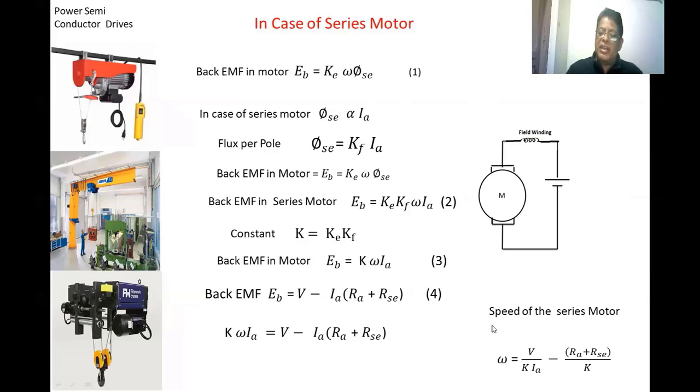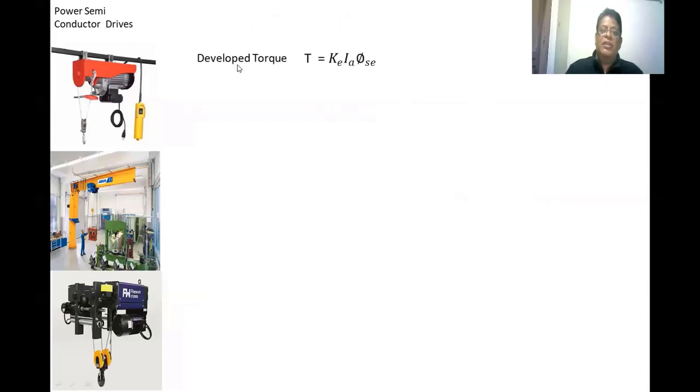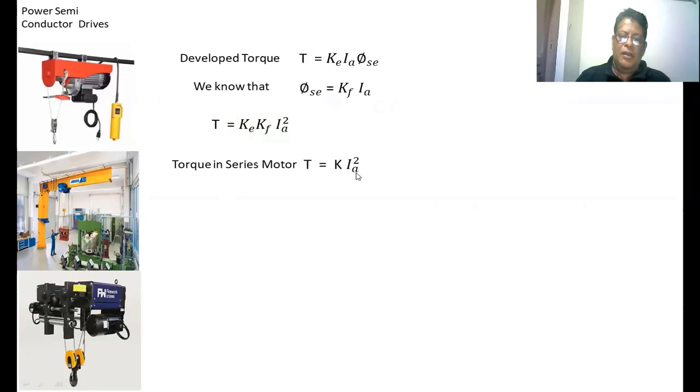To replace the current in terms of torque, we take the torque developed in a series motor. The fundamental equation is T = Ke × Ia × φsc, where Ke is the machine constant. Again φsc is proportional to Ia, so we keep one more constant, Kf. In place of φsc, if we substitute this, we get the torque developed in a series motor T = Ke × Kf × Ia², and we take one more constant, K. From this relation we find the armature current: Ia = √T/√K.